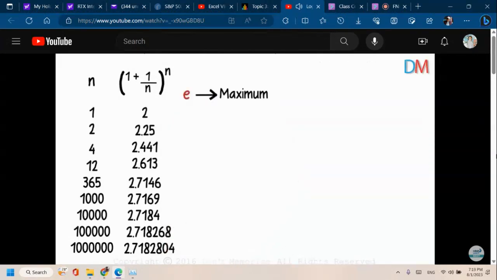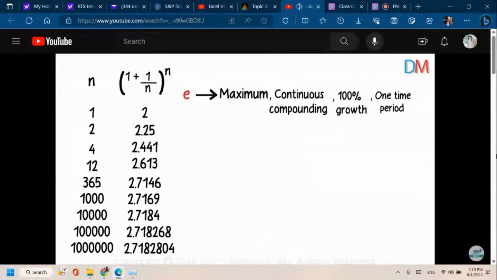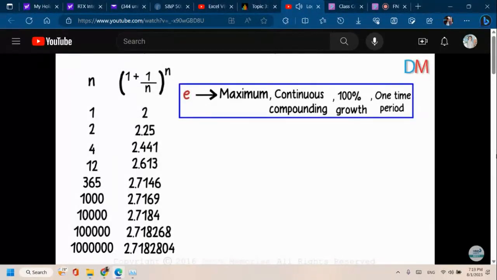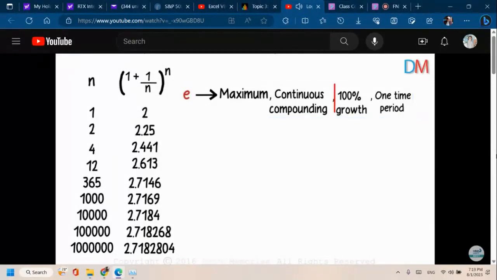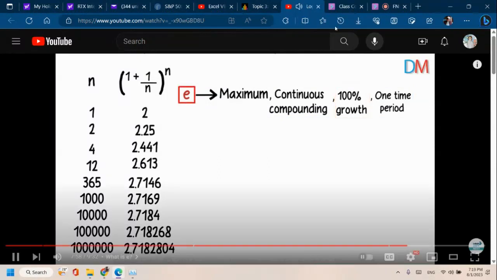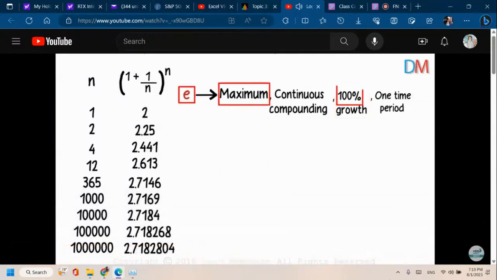It is the maximum possible result after continuously compounding a 100% growth over one time period. Yes, that's E. Don't forget, we had assumed a 100% growth here. And that's what E is. It's the maximum we get after a 100% continuous compounding growth over one time period.